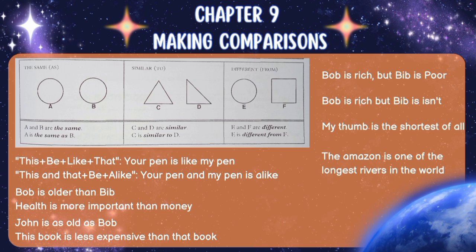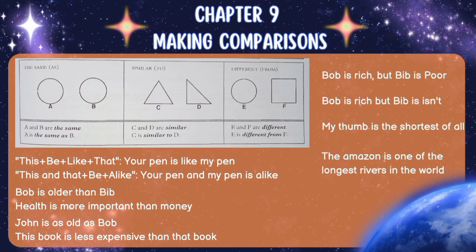Using as plus adjective plus as, and using less. For example, John is as old as Bob. This book is less expensive than that book. Using but. But gives the idea that this is the opposite of that. A comma usually precedes but. For example, Bob is rich but Bib is poor.